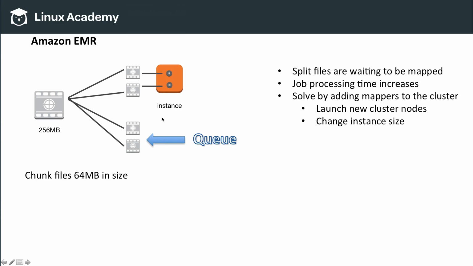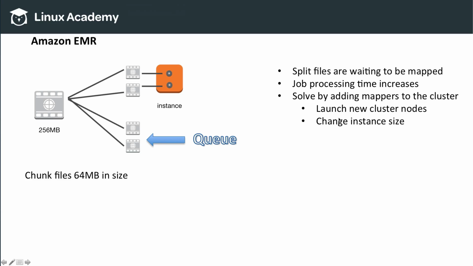What happens if we remove one of these instances? We have 4 chunks and only 2 chunks can be processed at one time. So what this does is it queues our items. So after these items are done processing through the mapper and being outputted with our reducer, then these will be processed. So this effectively doubles our processing time. So we have split files that are waiting to be mapped, which increases job processing time.